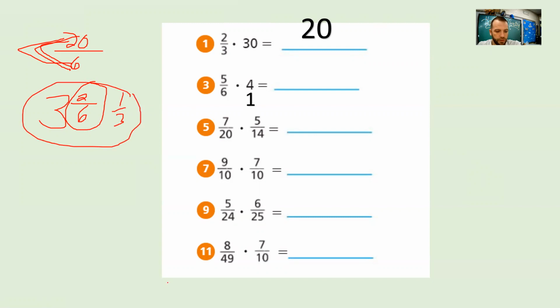I just am proving to you that you can choose any of these routes and they're all going to get to the same answer, okay? They'll all get to the same answer.